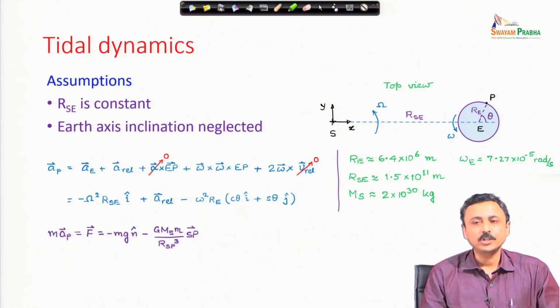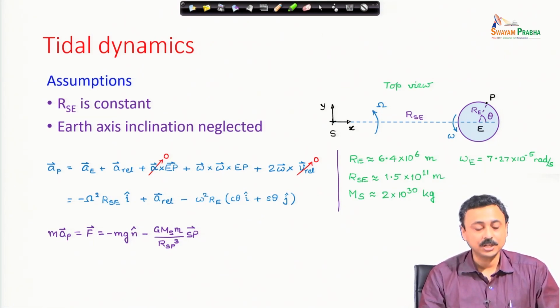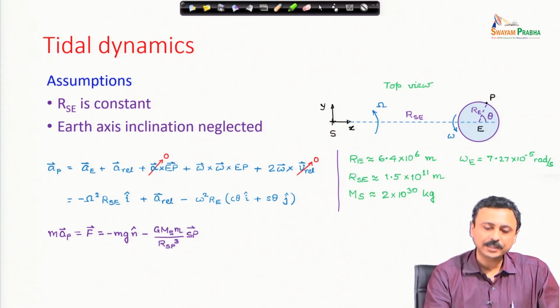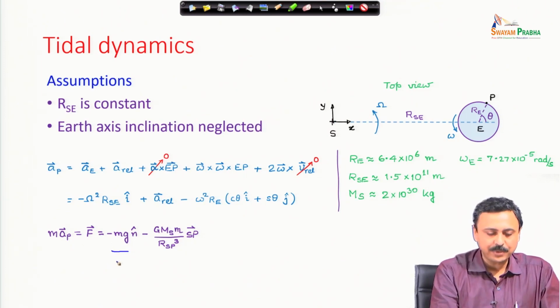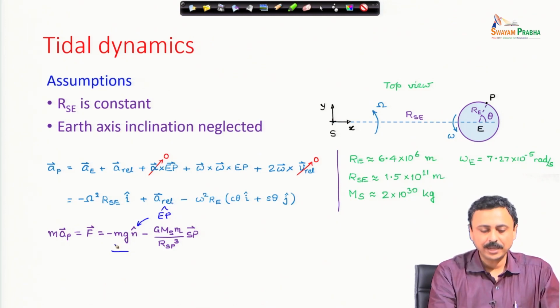Now, we are going to write the equation of motion for this particle P. Mass times inertial acceleration of the particle must be equal to the net force acting on the particle. What are the forces acting on the particle? The first one is the weight, which is in the minus mg n cap direction. Again, this n cap is nothing but EP cap, the unit vector in the EP direction. So, minus EP cap is the direction of gravitational force and magnitude is mg. So, mg times minus n cap or EP cap. So, minus mg n cap.